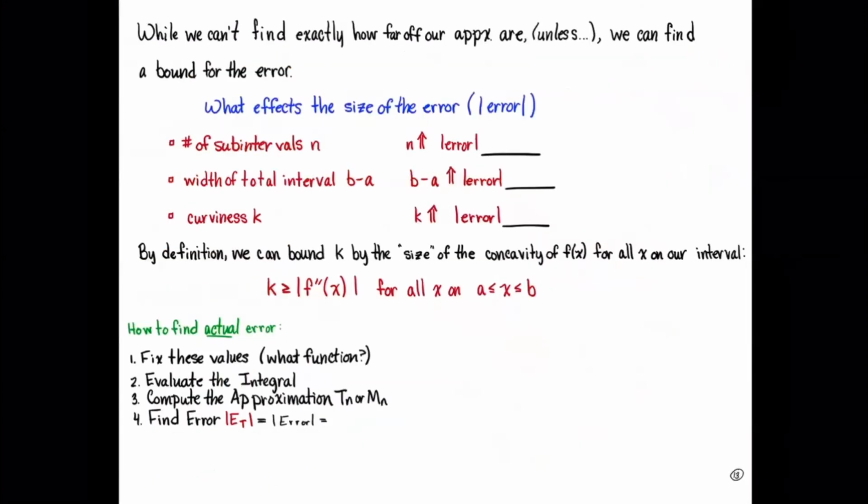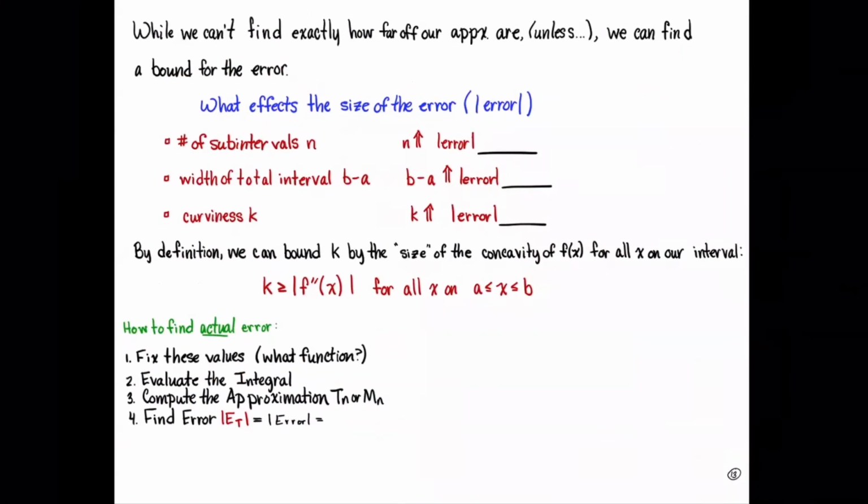Okay. So the big question here is exactly how accurate are our approximations? What affects the size of our error? Thinking about our subintervals n, as we have more subintervals, our approximation should be more accurate, and so the error will decrease. On the other hand, b minus a is the width of our interval. If we make b minus a bigger, we're making those rectangles wider, and so our approximation is not going to be as good, so the error increases. And then k is a measure of our curviness. Think about how far the curve is from a straight line. The more curvy your function is, the greater your error will be.